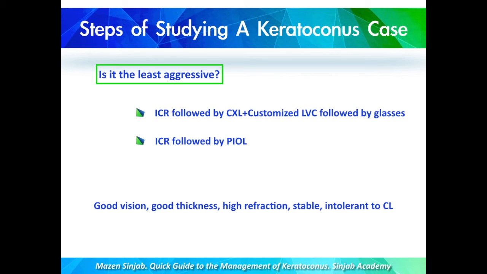Why? Because, first of all, the first option has 3 steps: intracorneal ring followed by another procedure followed by glasses, while the second option is just 2 steps: intracorneal ring followed by phakic IOL. The second reason is corneal cross-linking with customized laser vision correction is irreversible.